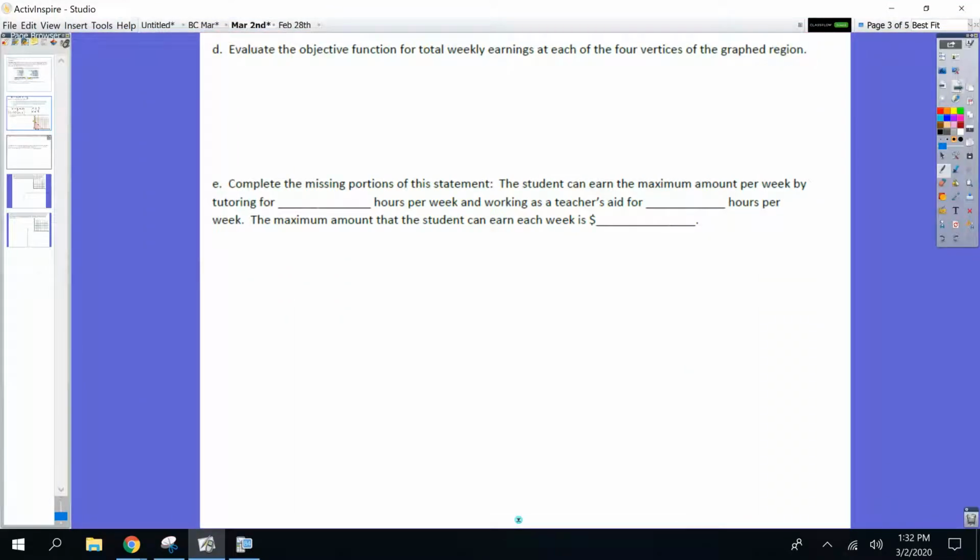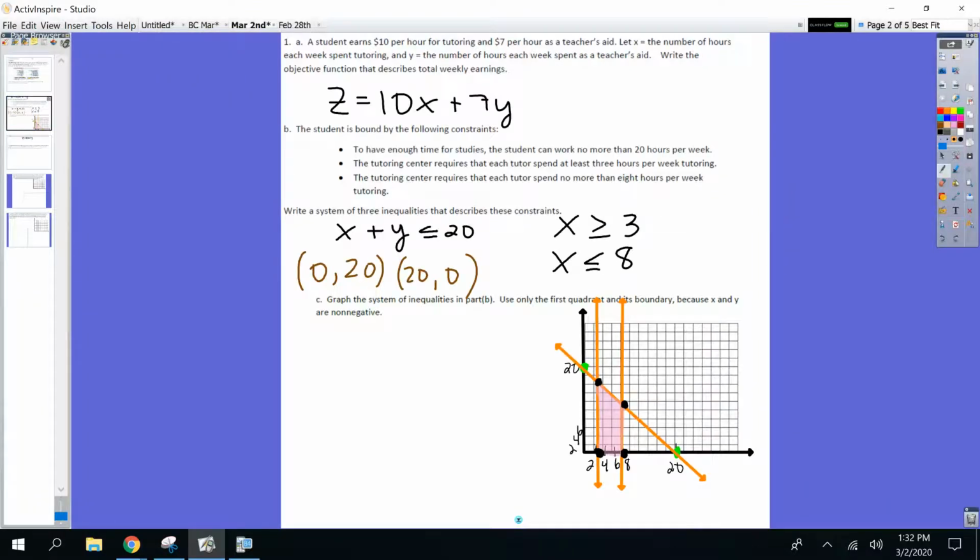Evaluate your objective function, which was, what was again? 10x plus 7y. Okay, what was your first vertex? Actually, let me go one by one here and point them. This vertex right down here? 3, 0. All right, let's plug it in.